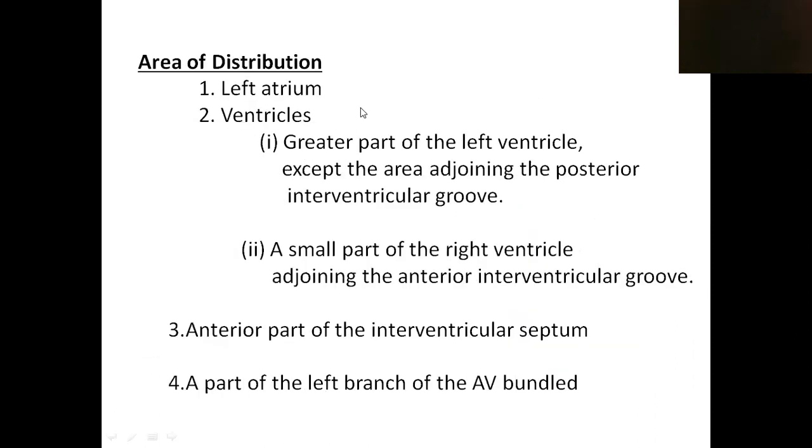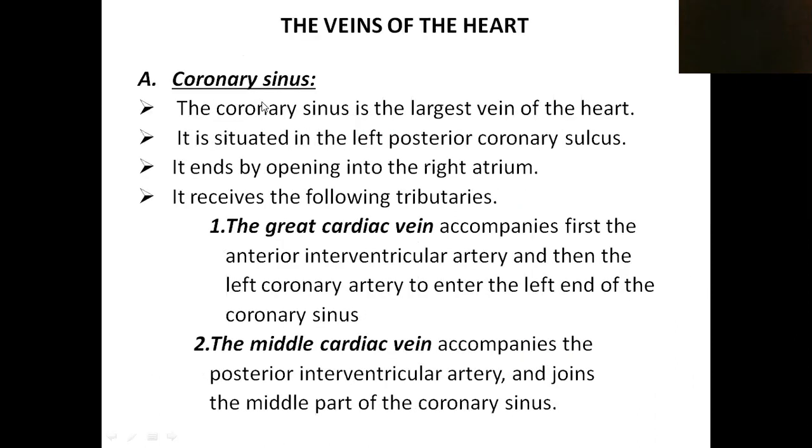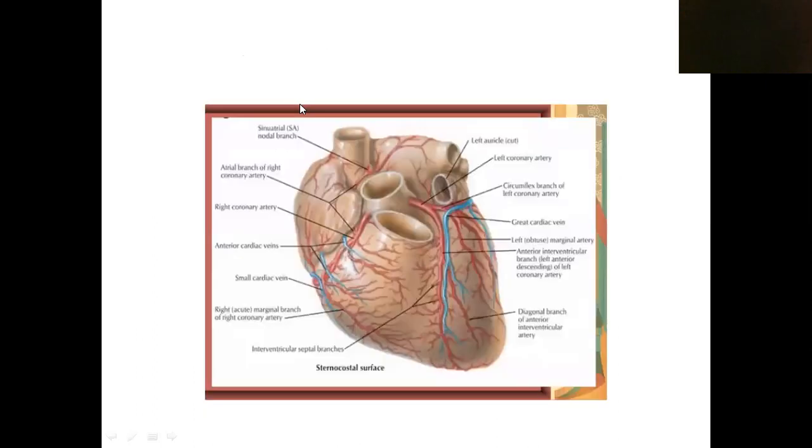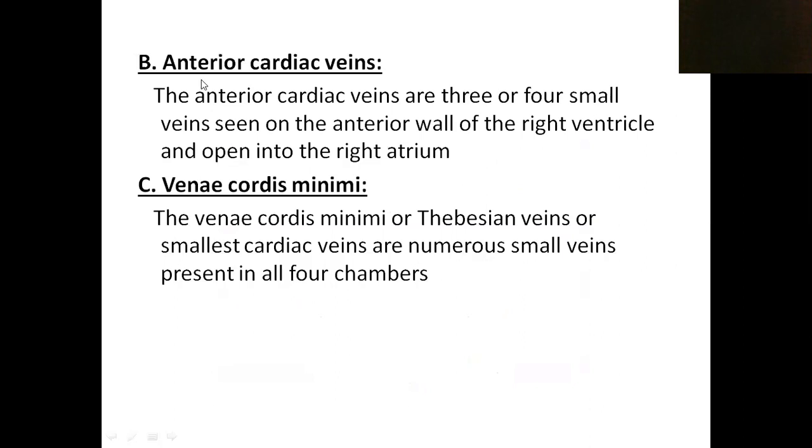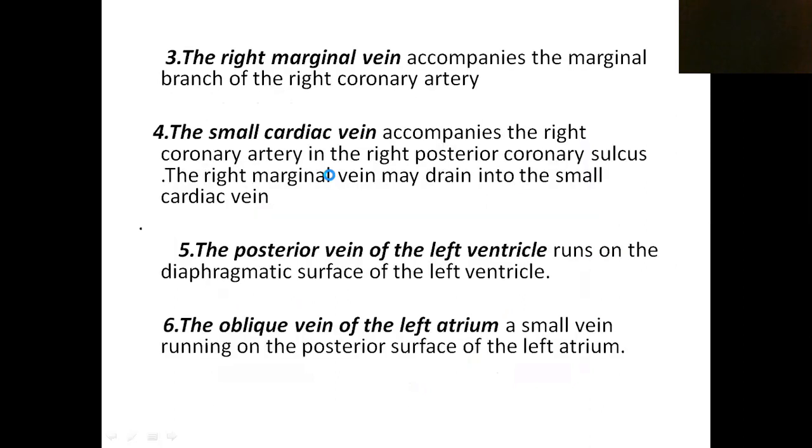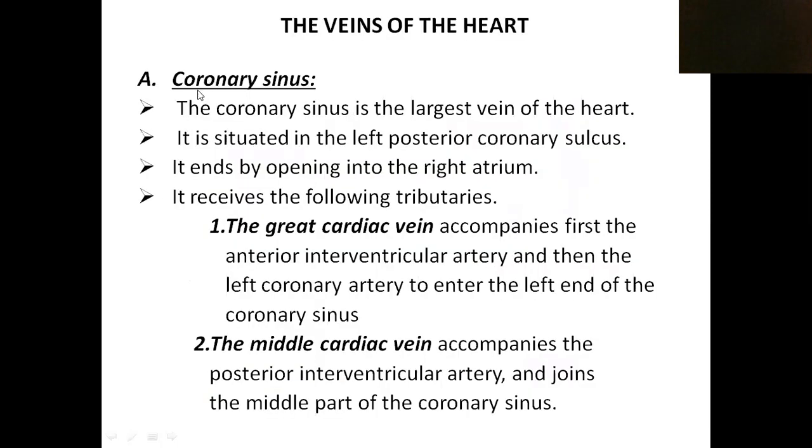Now we are going to discuss the venous drainage. The heart is drained mainly by three veins: the coronary sinus, then the anterior cardiac vein, then the venae cordis minimae. Mainly we have to discuss the coronary sinus. It is the largest vein of the heart, and it is located in the left posterior coronary sulcus.